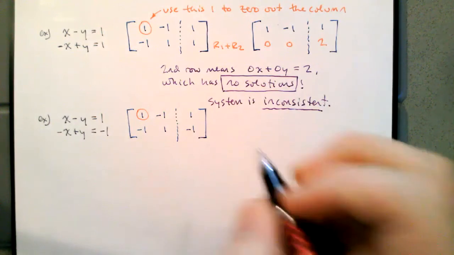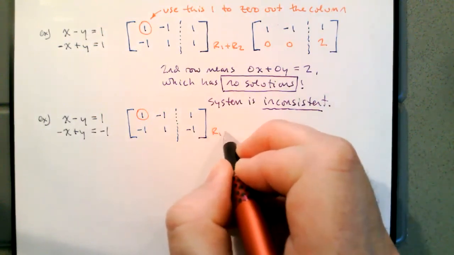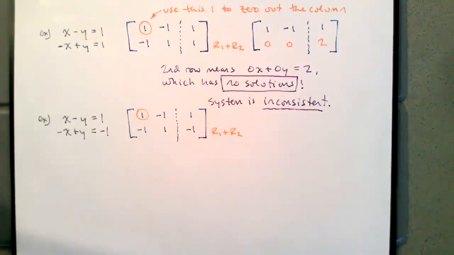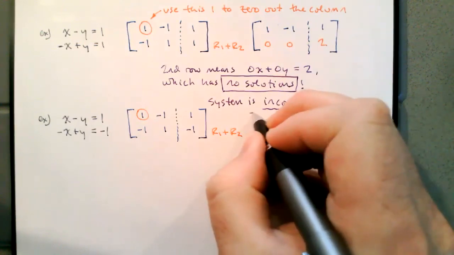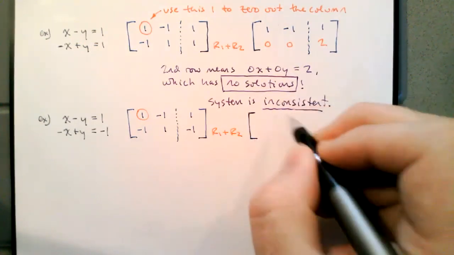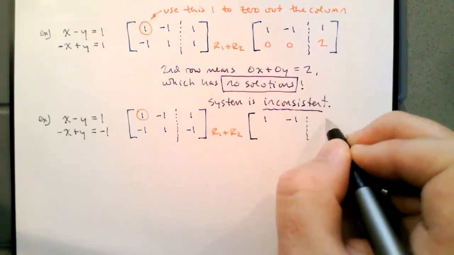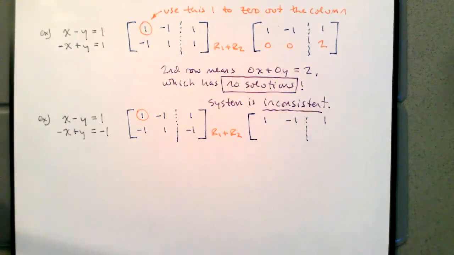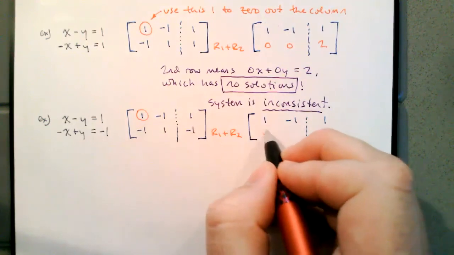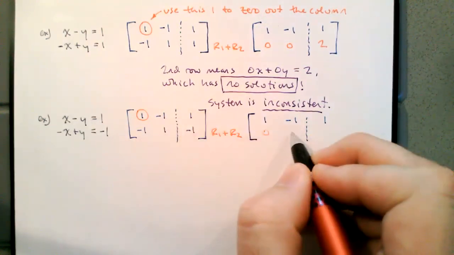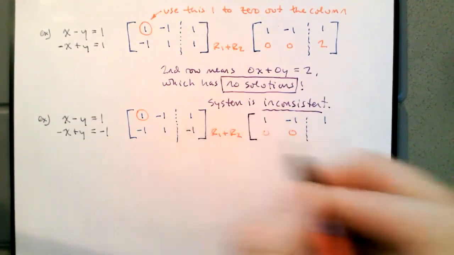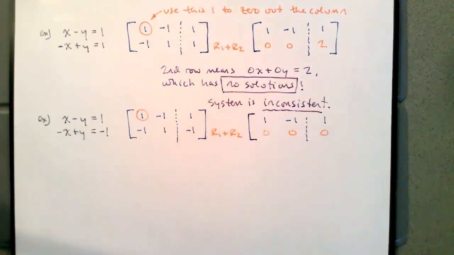I'm going to do row 1 plus row 2, just like I did before, but different stuff is going to happen. My first row is not changing because I'm operating on the second row. So the first row stays 1, -1, 1. But my new second row is going to be 1 minus 1, which is 0. -1 plus 1 is 0. And in this case, 1 minus 1 is also 0.